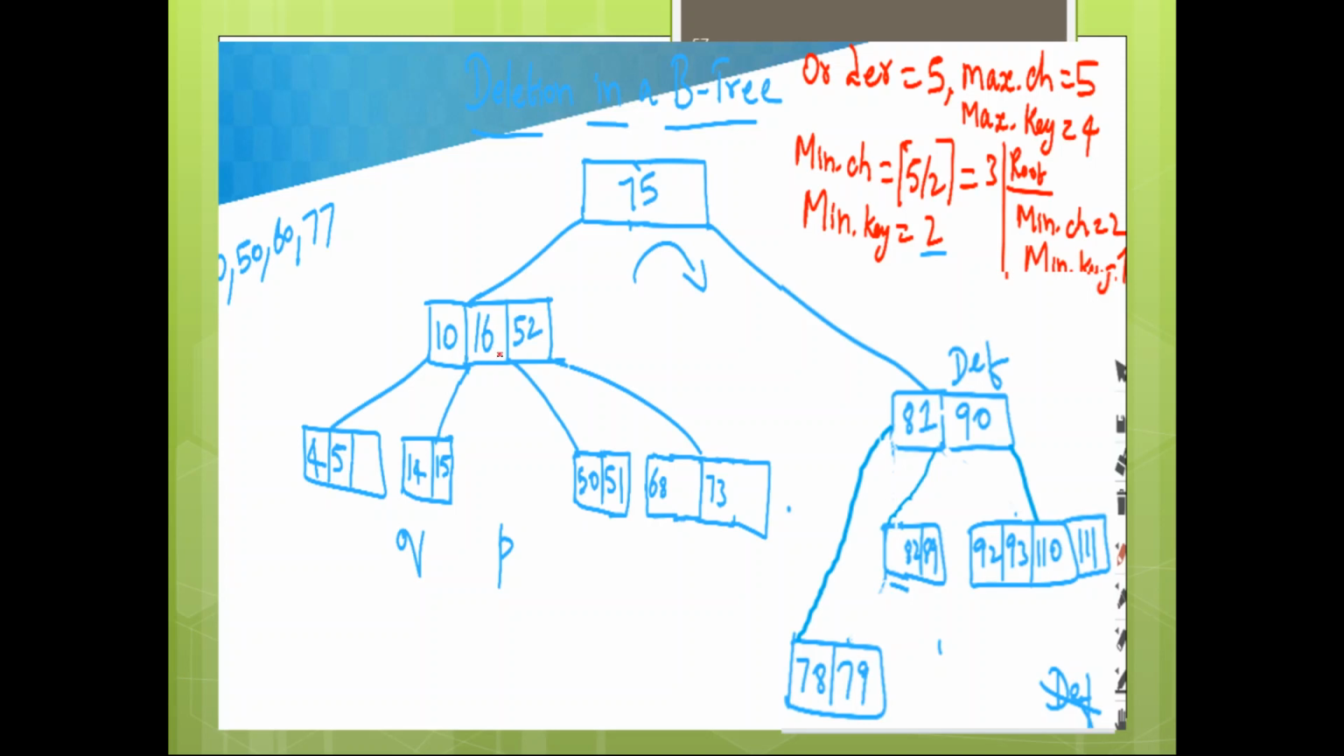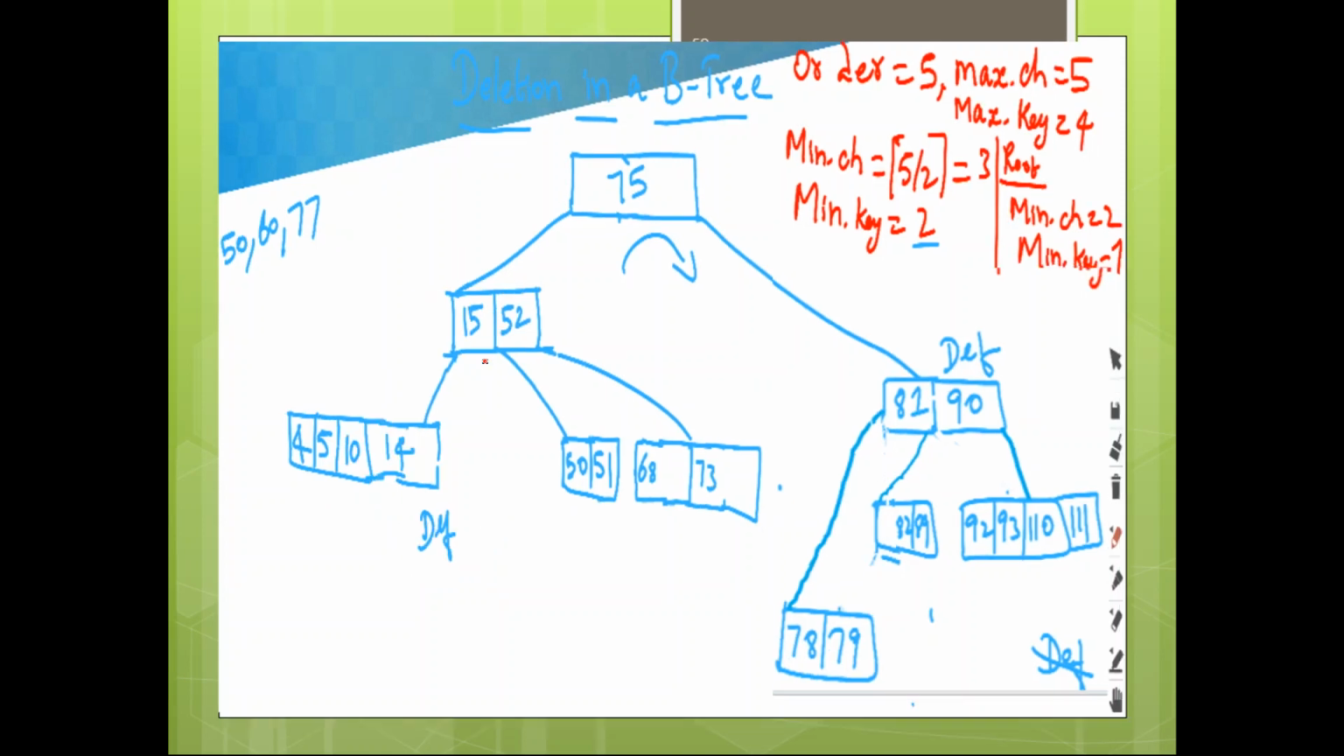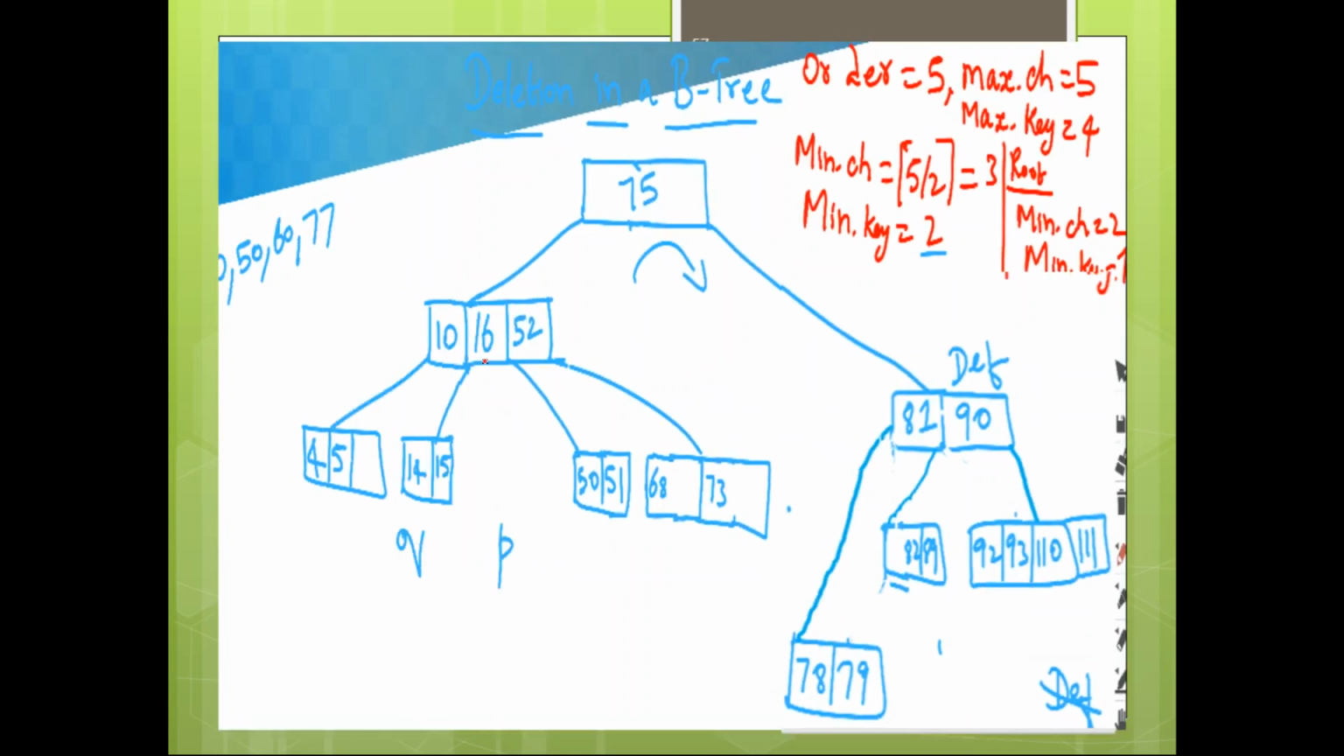Okay, then let us see how to delete 16. 16 is less than 75, greater than 10, it's here, it's in a non-leaf node, so it should be replaced with either in-order successor or in-order predecessor. Okay, so I think here we are replacing with in-order predecessor. If you replace with in-order predecessor, what will happen? In-order predecessor is 15. Okay, so 15 will replace this 16. 16 is the one which we are deleting, right?